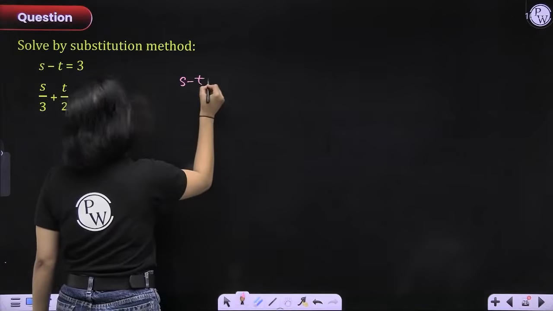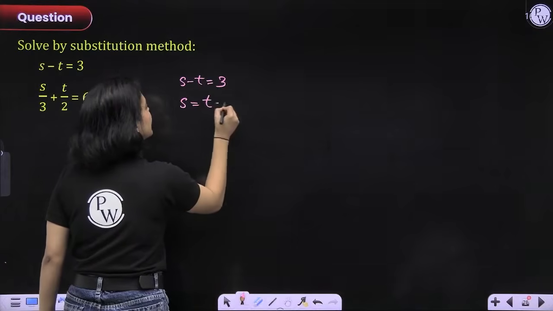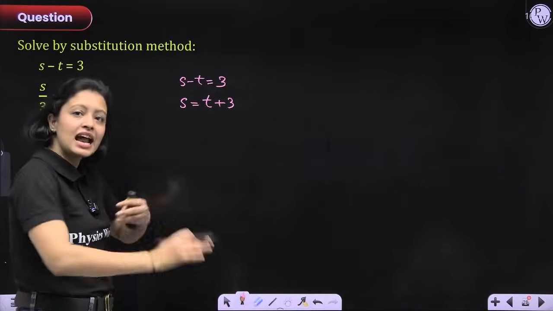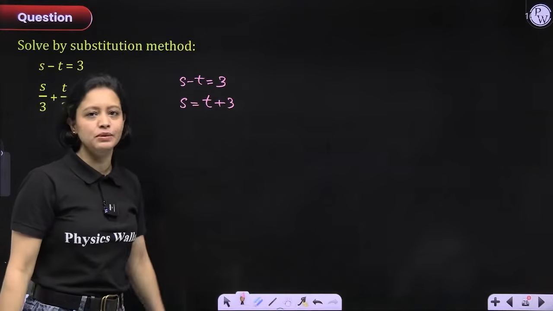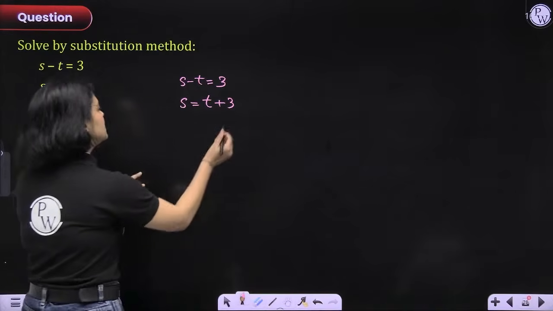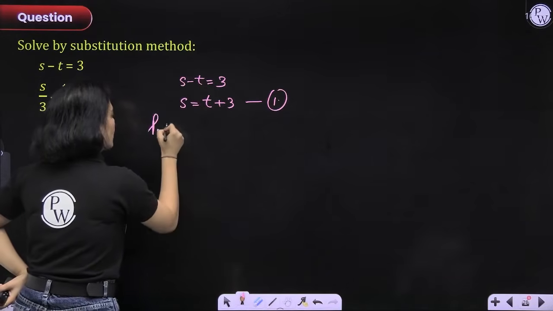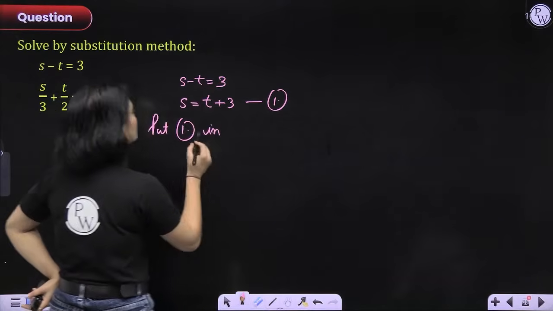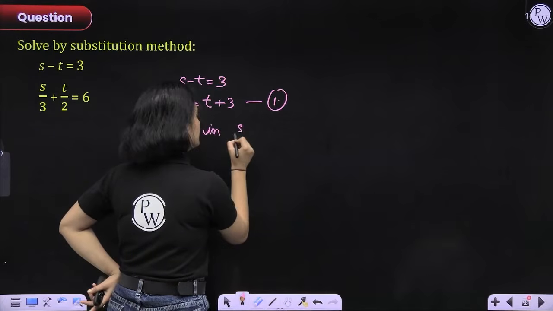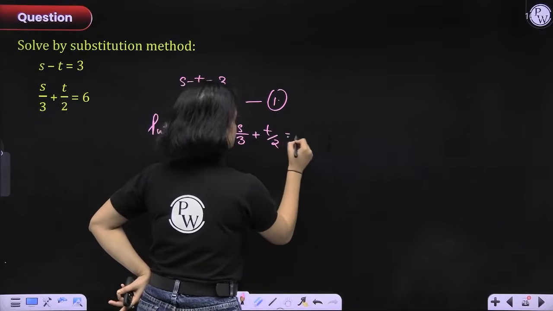s minus t is given to be 3, right? So what I did was, I figured out the value of s by keeping it on the left hand side and took everything else on the right hand side. So I figured out s as t plus 3. Got it? Now, let me take this as 1. What I will do now is put this 1 in the remaining equation, which is s by 3 plus t by 2 is equal to 6.